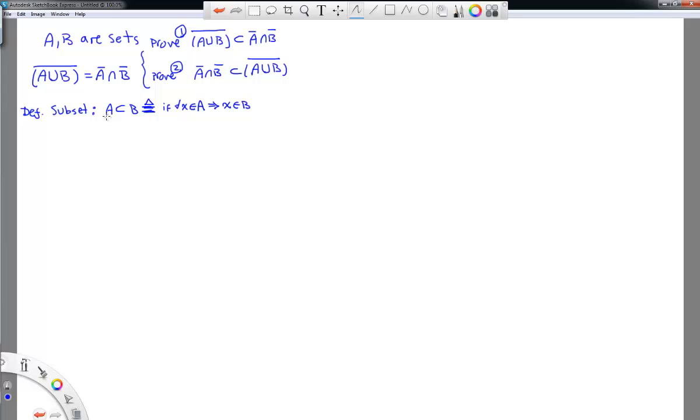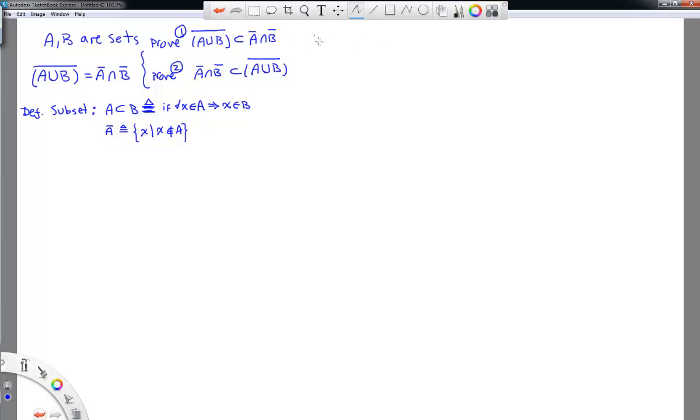So if you have two sets A and B, we say set A is a subset of B if every element of A is also an element of B. So from this, I can actually start working. Also, I need another definition here, and that's the definition of complement. We also defined the complement last time. It was the set of x such that x is not in A, right? So these two definitions, the subset definition and the complement definition, help me do my proof.